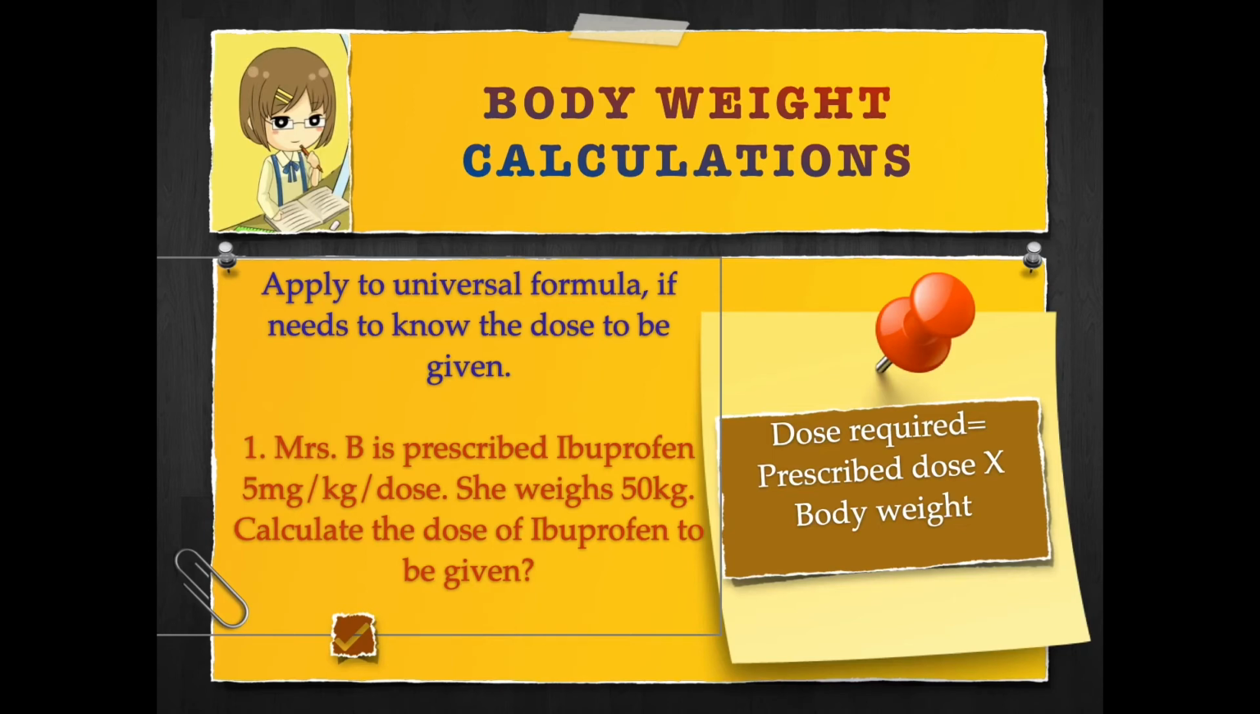So we can see an example. Mrs. B is prescribed ibuprofen 5 mg per kilogram per dose. That means 5 mg is needed per kilogram. She weighs 50 kilograms. So 50 into 5 will be the dose to be given. So 50 into 5 equals 250 milligram. And if the question continues like this is the prescribed dose and this is the dose which is in stock, you can use the universal formula.